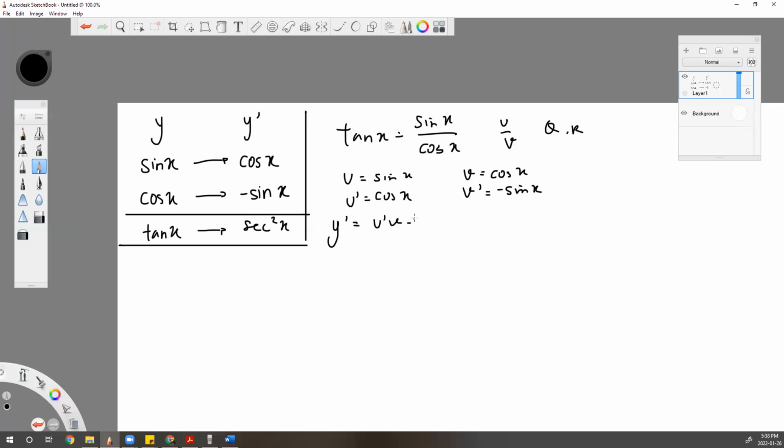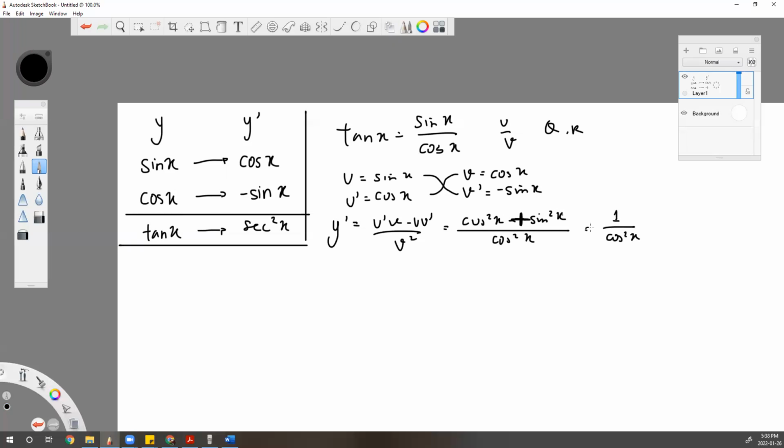u' v minus u v' over v squared. Just put it cos squared x, right? u' times v, cos times cos. Cos squared x minus negative sine squared x, right? Over v squared, cos squared x. Cos squared x minus minus, or it can be plus. This is another rule, 1 over cos squared x, right?